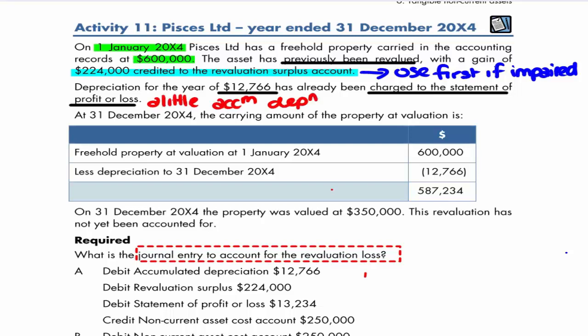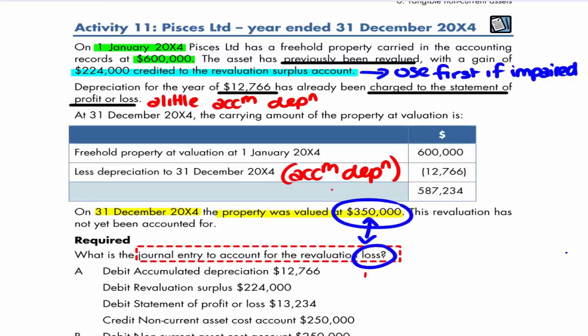And very, very helpfully for us, they've shown us the carrying amount of the property, but they have given it to us broken down between the cost account of $600,000 and the accumulated depreciation of $12,766. Here is the kicker though, everybody, because on the 31st of December 20X4, so the same year that the depreciation is applicable for, the property was valued at $350,000, but this hasn't been accounted for. And that is why we've now got to figure out how do we take into consideration this loss.